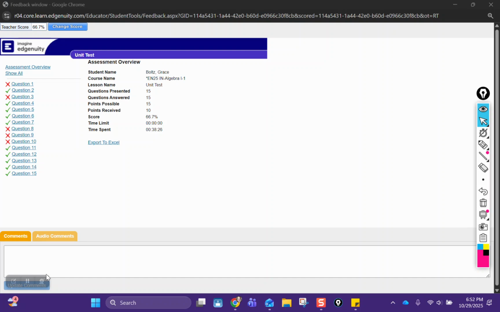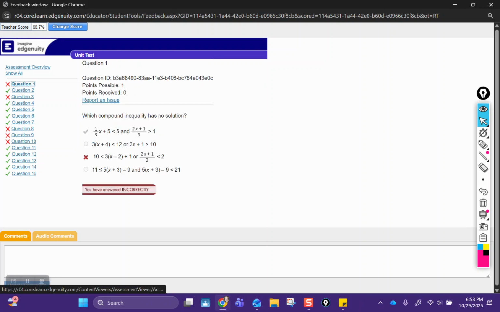I've got your unit review here pulled up. I'm going to go over the 5 questions that you missed, and then I will reset the activity so that you can work on it again. So question 1 asks, which of the compound inequalities has no solution?